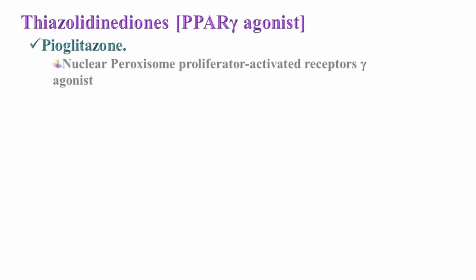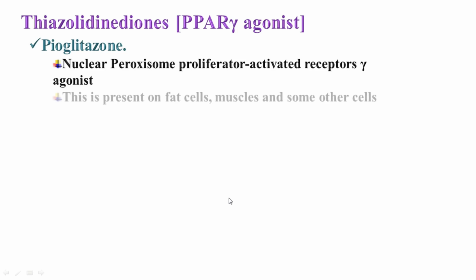Which brings me to the last medicine you need to do, pioglitazone. This is a PPAR gamma agonist. Now PPAR stands for peroxisome proliferator activated receptor gamma. Basically, this is a gene present inside the DNA of our cells. When agonists act on PPAR, the DNA gets converted to RNA and RNA gets converted into proteins. The PPAR gamma gene is more important in fat cells, muscle cells and some other cells of the body.